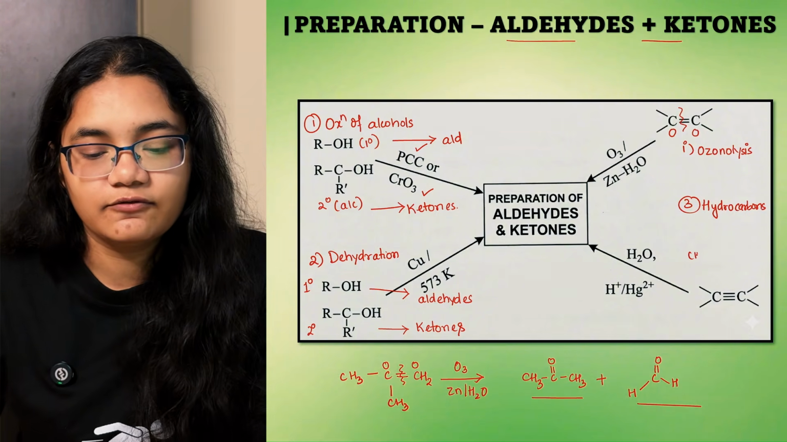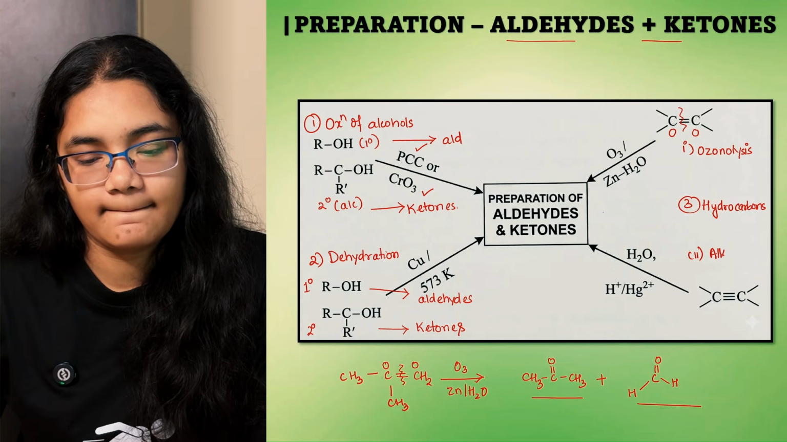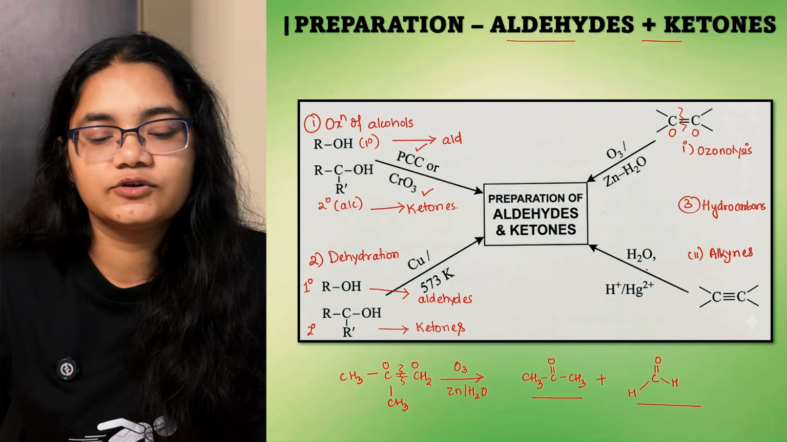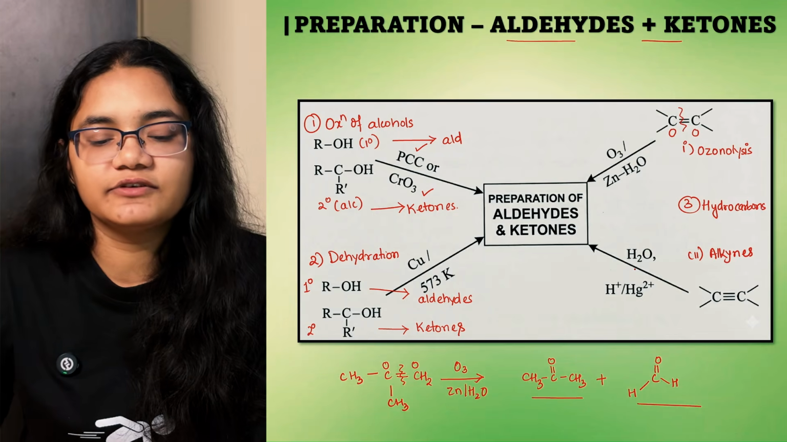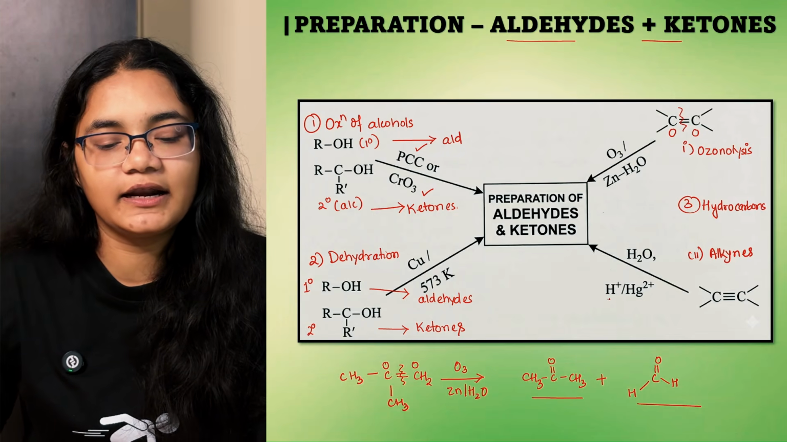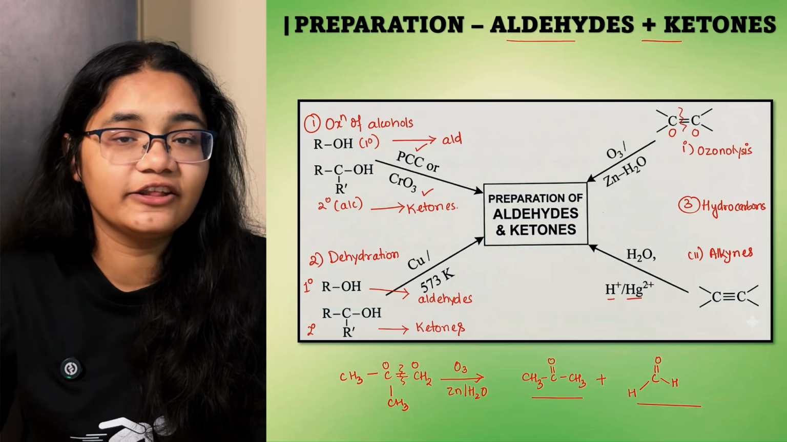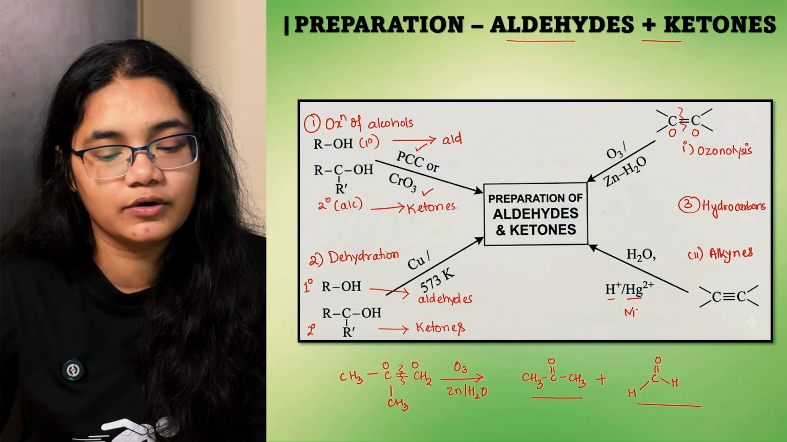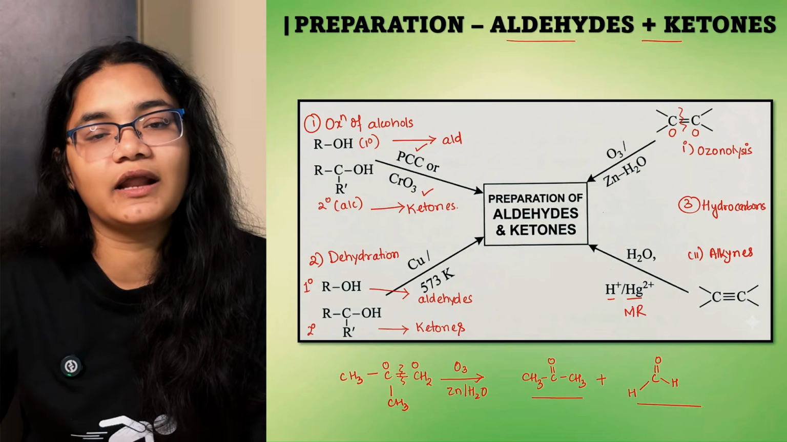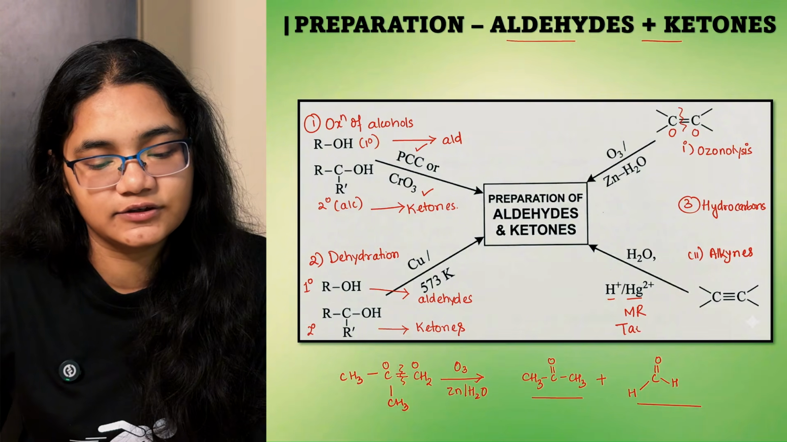Next one is from alkynes. Okay, so here there's a method. First of all, when you treat with water, H plus and Hg2 plus, then H and OH are added following Markovnikov's rule. Okay, and after that there is something called tautomerization.